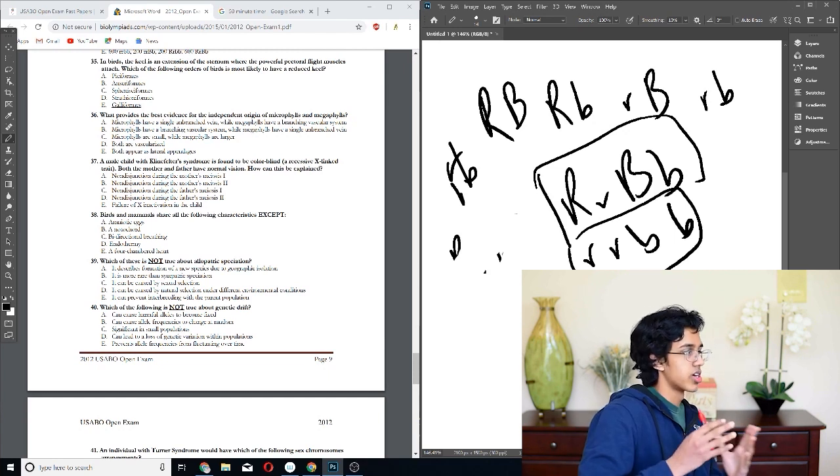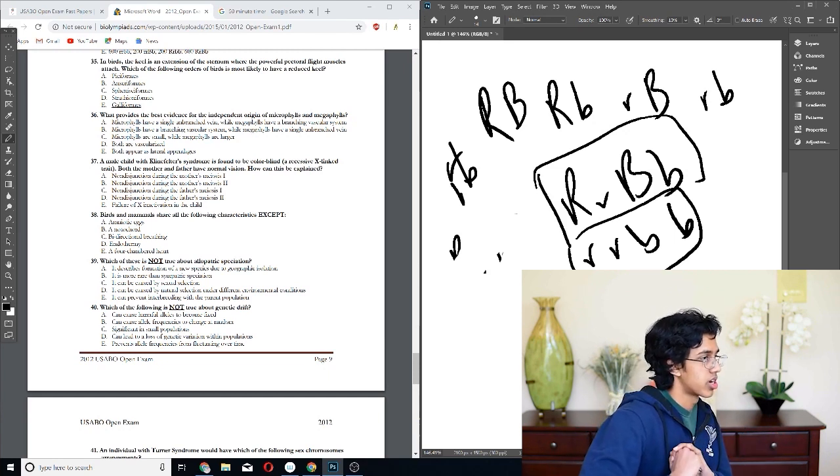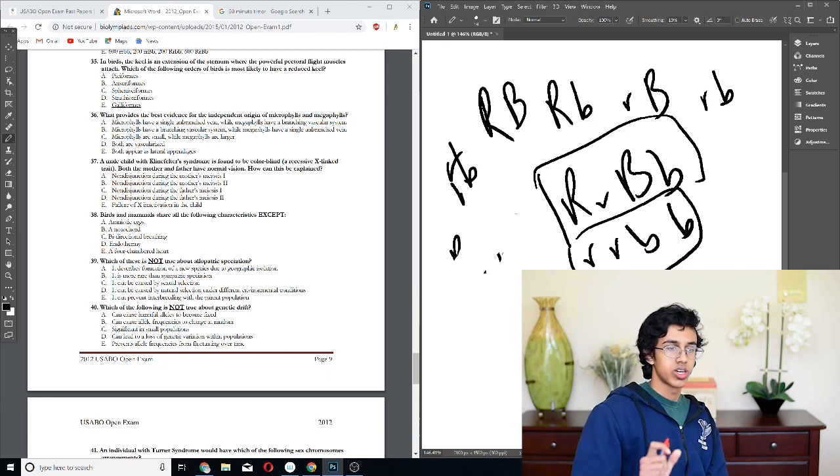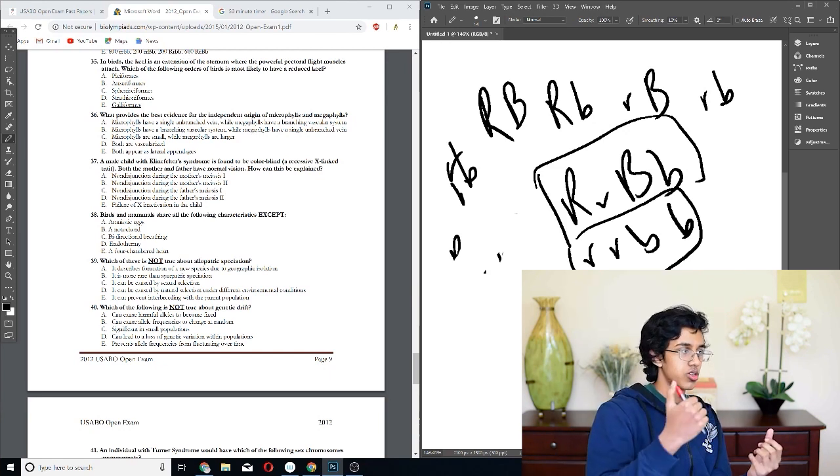Okay, yeah, so it should be non-disjunction during meiosis 2, so B. Because during meiosis 2 is when the same chromosome splits into two. So if you get two of the same X, then you might have the recessive allele twice.